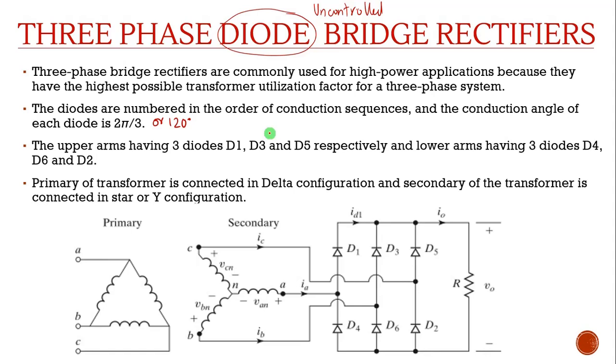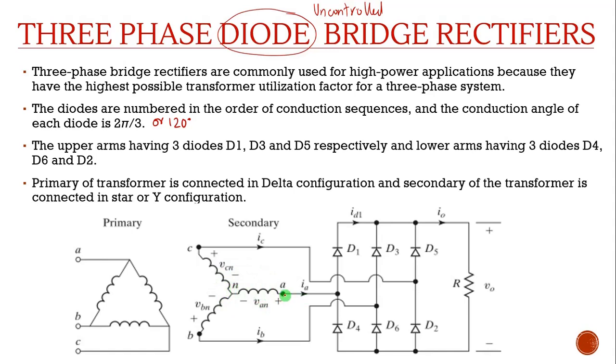In the case of the half-wave rectifier, only 3 diodes were used, one in each of the 3 phases, but here we will be using 2 diodes in each phase. So a total of 6 diodes will be there, and the sequence of diode numbering will be like this. In the upper arm we have diodes D1, D3, D5, and in the lower arm we have diodes D4, D6 and D2. The primary of the transformer is connected in delta configuration, and the secondary is connected in star or Y configuration.